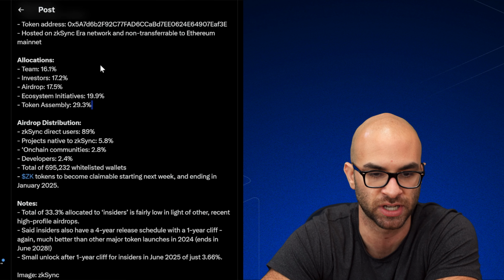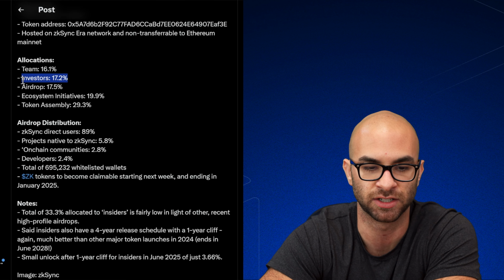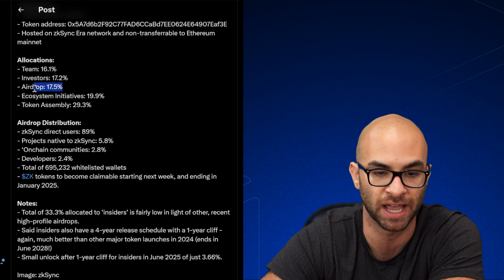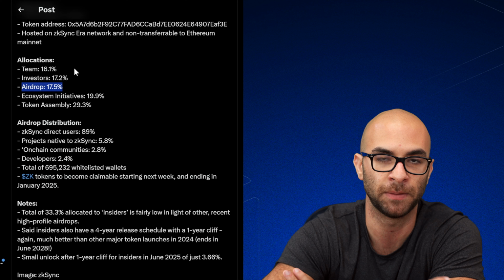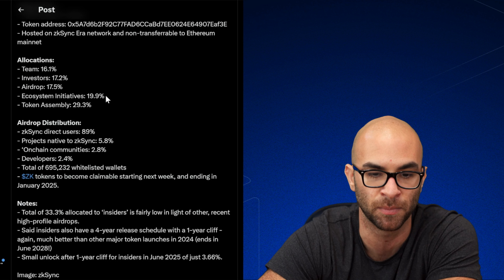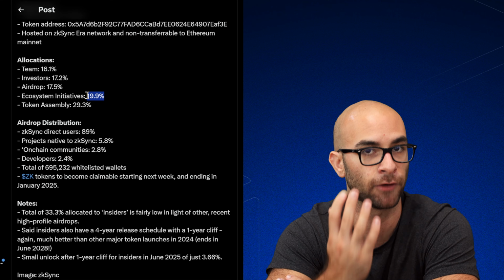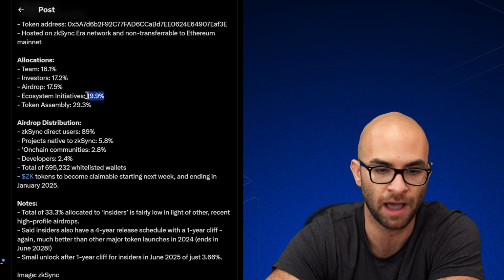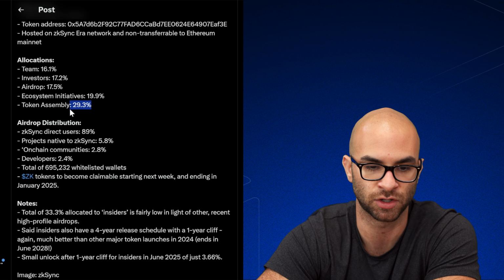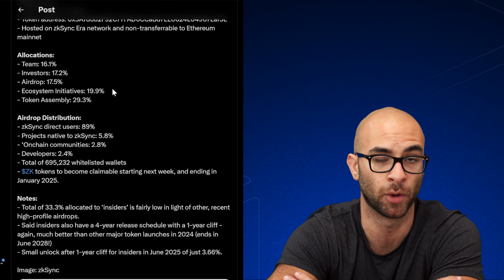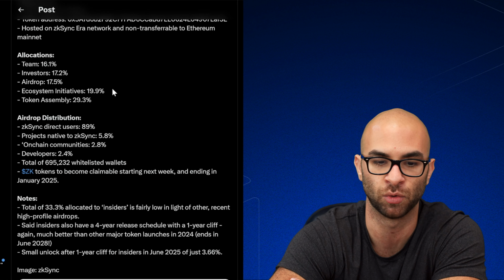They're saying 16% is going to their team, 17% is going to investors, which is the seed and VCs, and 17.5% is going to a free airdrop for people that were interacting in their ecosystem. Then you have an additional 20%, which is going to incentivize the ecosystem further so people can keep using their platform. And then they're saying 29% is going to the token assembly. This is another word for foundation, and a lot of times these tokens are voted on as to how they actually want to be used.